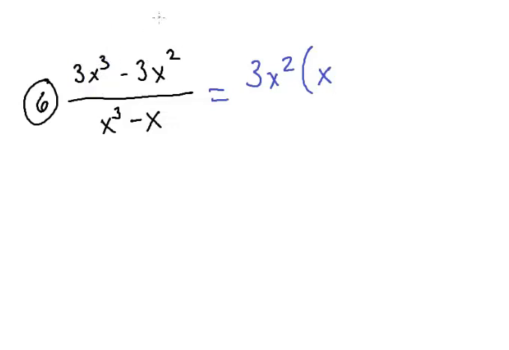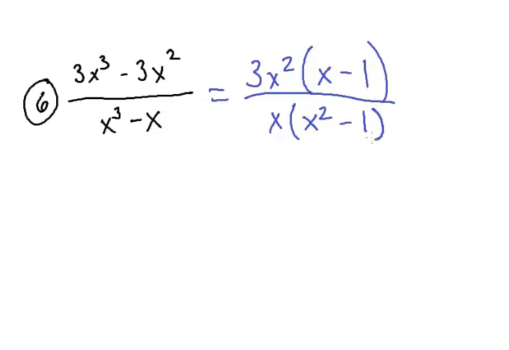In the other one, if I take 3x squared, it might look like I took everything, but remember there's always an invisible 1 multiplying. So there's going to be a minus, the minus stays, and the invisible 1 now appears. At the bottom, if we use the same process, we take the x, that means we would have x squared minus 1. Okay?